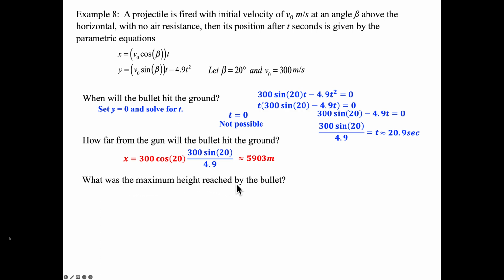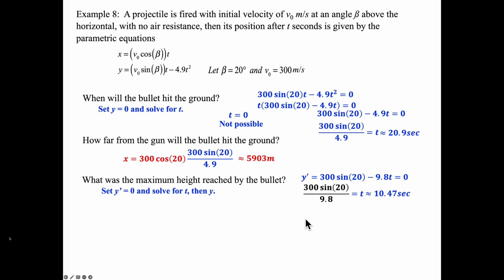What was the maximum height reached by the bullet? Okay, well, take the y function. If we take the derivative of that function, y prime, set it equal to 0, that's when you find the horizontal tangent. So the path of my bullet or projectile is going to reach a maximum height and then come back down. So y prime, that will be 300 times sine of 20. The derivative of t cancels to a 1, so that's this. And then minus, bring the 2 times 4.9 is 9.8t. Set it equal to 0. Solve it. Type it into your calculator, approximately 10.47 seconds.